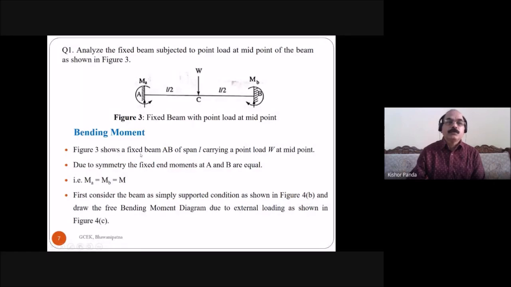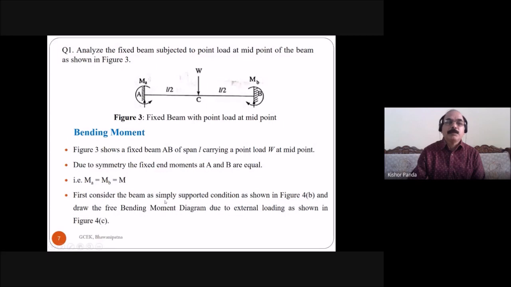Figure 3 shows a fixed beam AB of span L carrying a point load W at the midpoint. You see here, this beam is a symmetrical beam because the load is at the midpoint of the beam. So if the load is symmetrical, the bending moment at end A and the bending moment at end B are equal to M. Both moments are equal to M, that is, MA is equal to MB is equal to M.